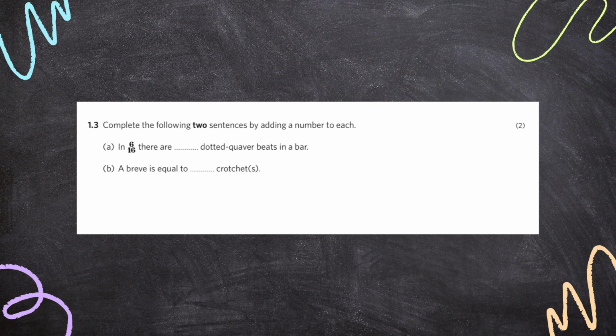Question 1.3. In A, the question asks how many dotted quaver beats there are in the time signature 6/16. Let's turn all the words and numbers into music note values. We have an equation like this. 3 semiquavers equal 1 dotted quaver. Therefore, the answer is 2.